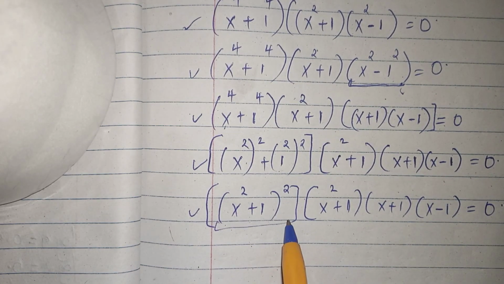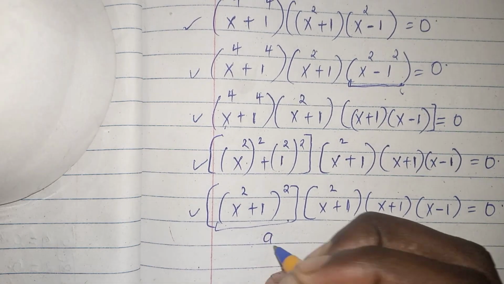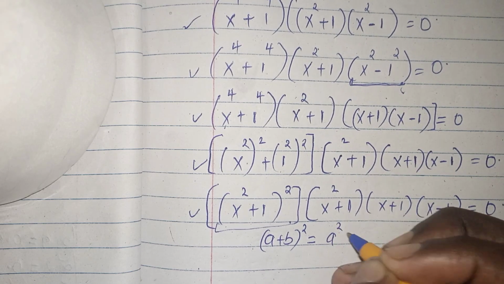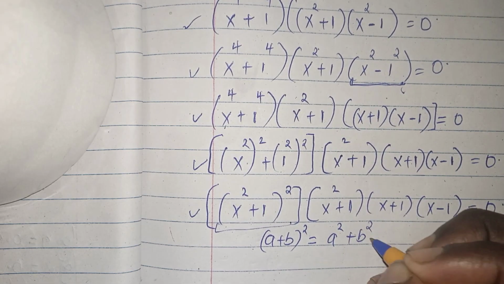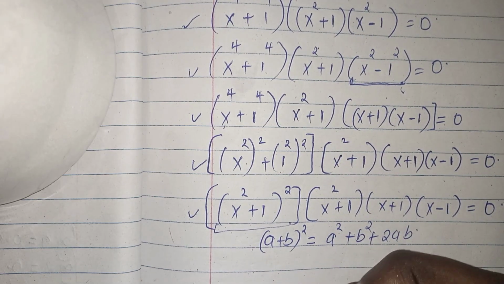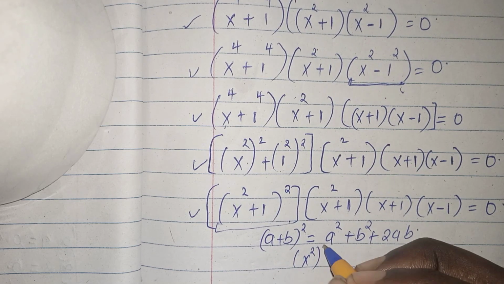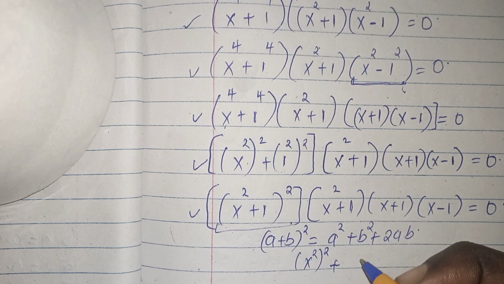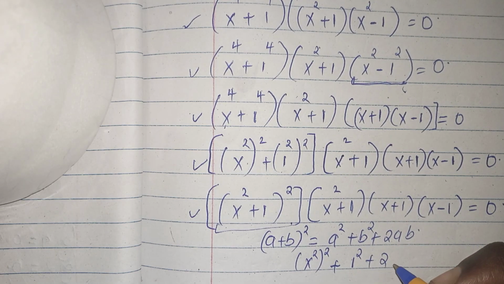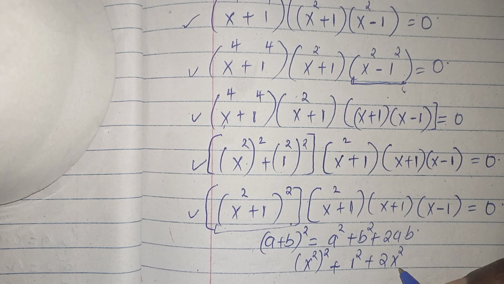So we have this. We are going to use this identity. So if you have (a plus b) all squared, we can as well write it as a squared plus b squared plus 2ab. So for this case, we are going to write it as (x squared) all squared, plus our b here, which is 1 squared, plus 2ab, where a is x squared and b is 1. So it will remain as this.